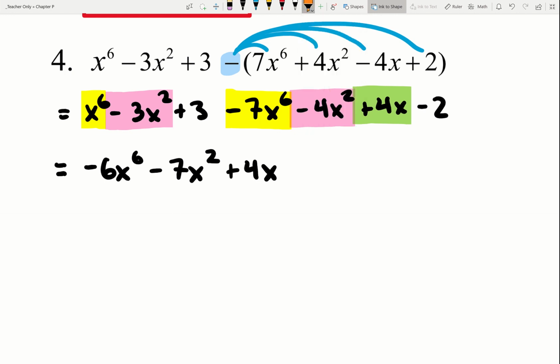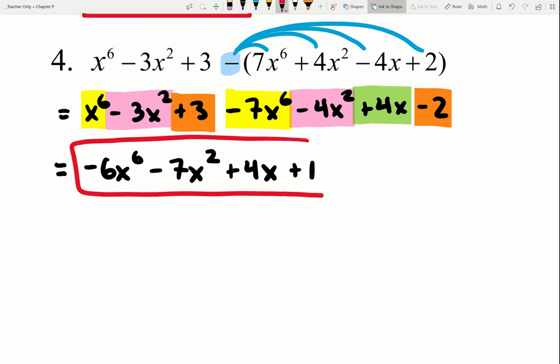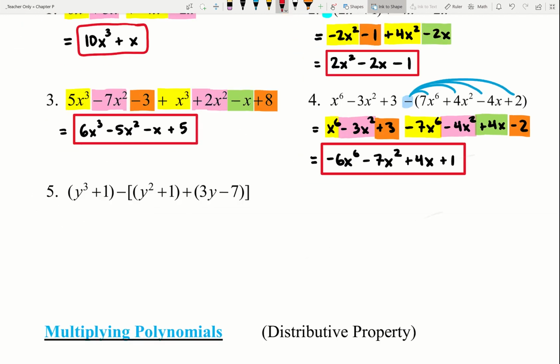And then finally, we've got our constants here. So I've got positive 3, take away 2. That's going to give me a positive 1. Okay, so writing all of our terms in descending order with those exponents, that's what I'm going to end up with within this example.